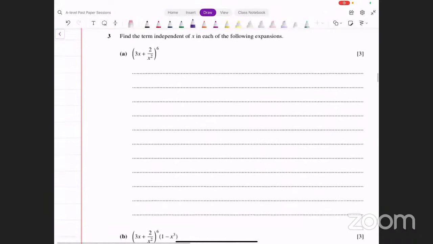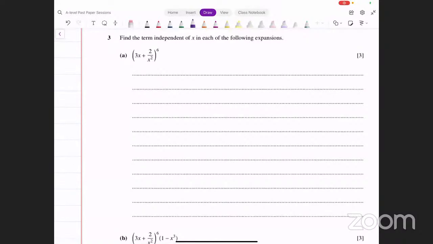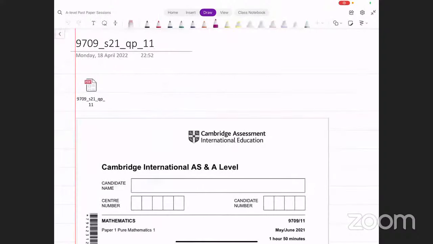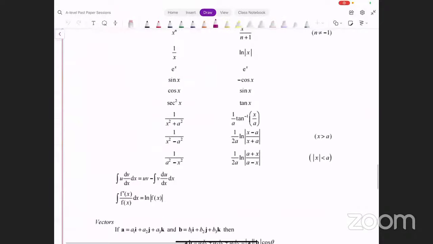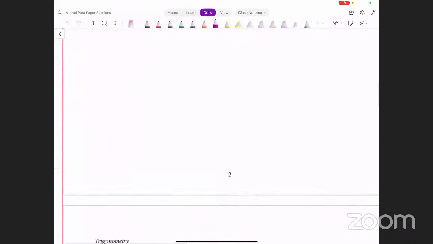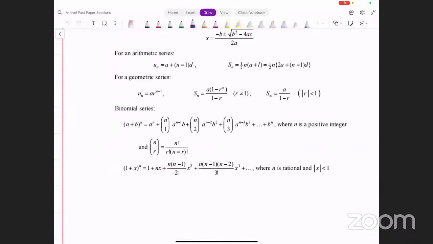Let's move on. Pretty straightforward again. Now we have to find the term independent of x in each of the following expansions. It's a binomial question. What we can do is, for this question, we're going to have the formula in front of us. Formula sheet mein diya hota hai. I'm going to write that here. Or let me just show that to you in the formula sheet. Yeah, so this is where we have the formula. A plus b whole raised to power n. Ye wala formula use karna hai.